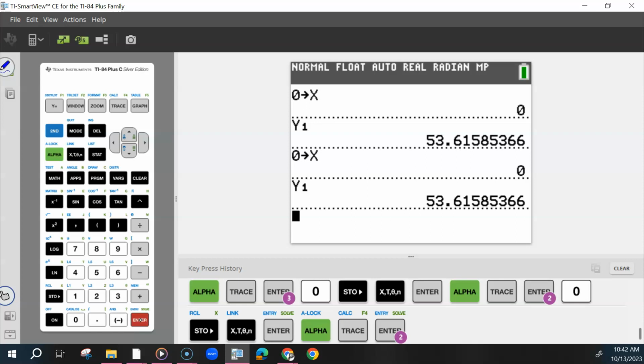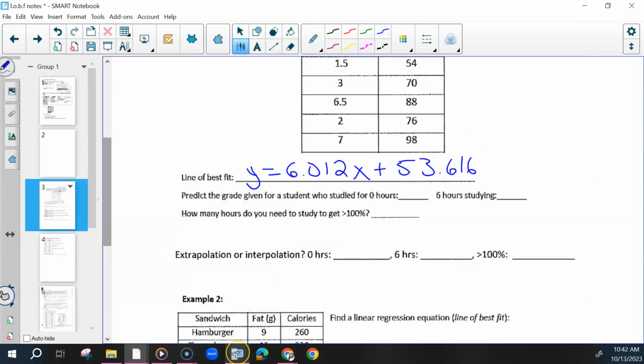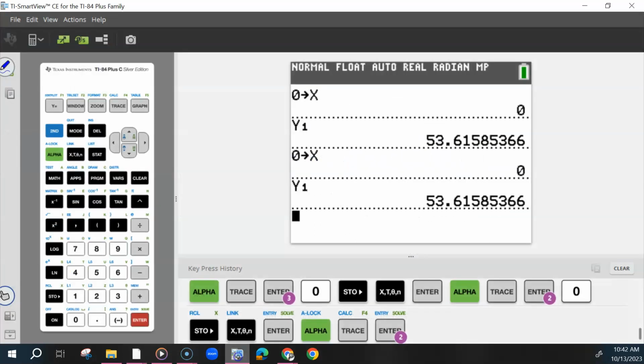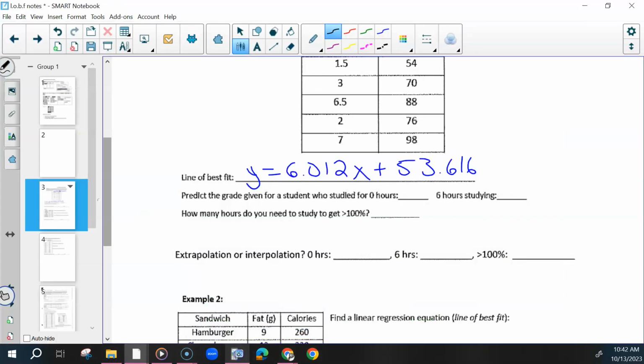Right, so we're going to write that down, and then we'll stop for right now. And you can round your answers to 2 decimal places, so 53.62.